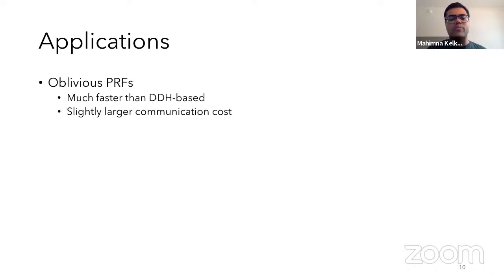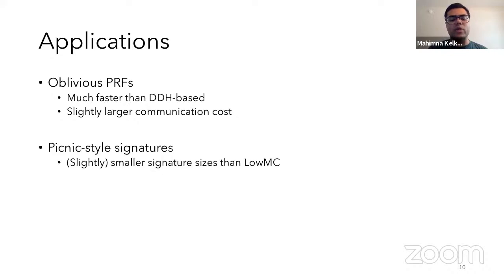So in terms of applications, we provide two OPRF protocols that are much faster than DDH-based OPRFs, but have a slightly higher communication cost. In fact, our OPRF protocols are even faster to compute than a single elliptic curve point multiplication. We also use our one-way function candidate for Picnic-style signatures that use MPC in the head, and we get smaller signature sizes when compared to using Picnic over LowMC.